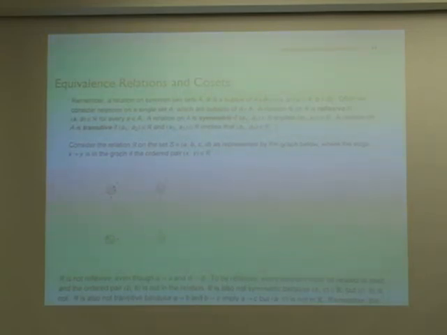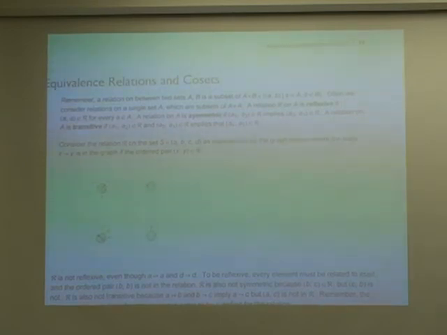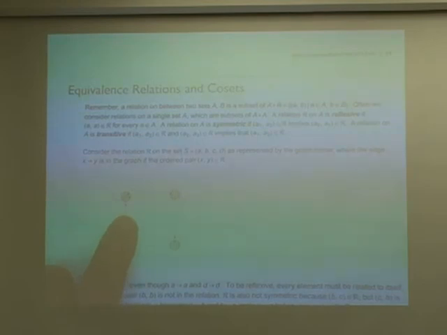Any relation that has all three properties, reflexive, symmetric, transitive, is called an equivalence relation, and cosets and modular arithmetic are two examples. Membership in cosets, or two numbers being equivalent mod something, are both equivalence relations. So here's an example graphically.